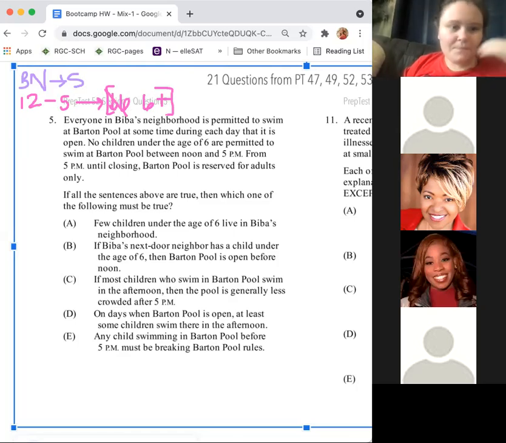Yes. Okay, cool. From 5 p.m. until closing, the pool is reserved for adults only. Okay, so then for the last one, whenever it says 5 to close, it's only adults.